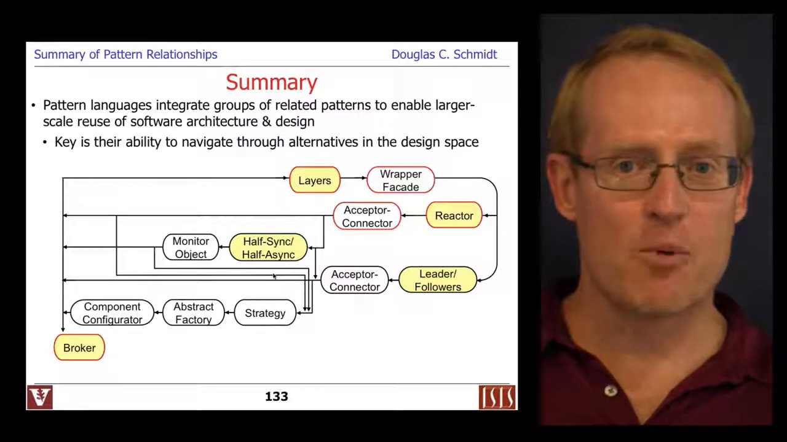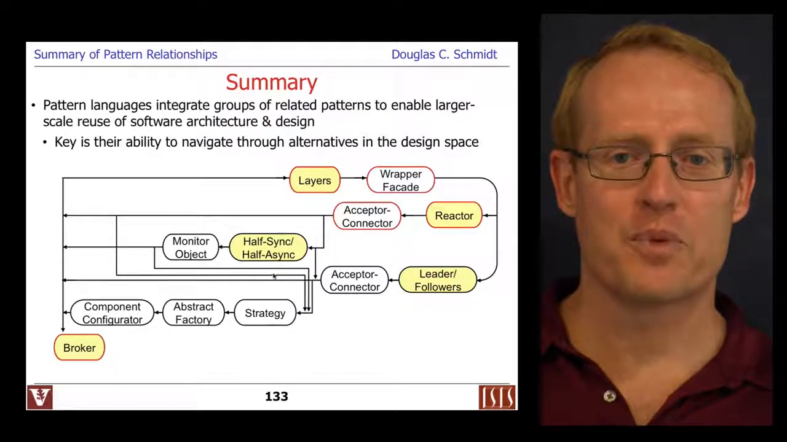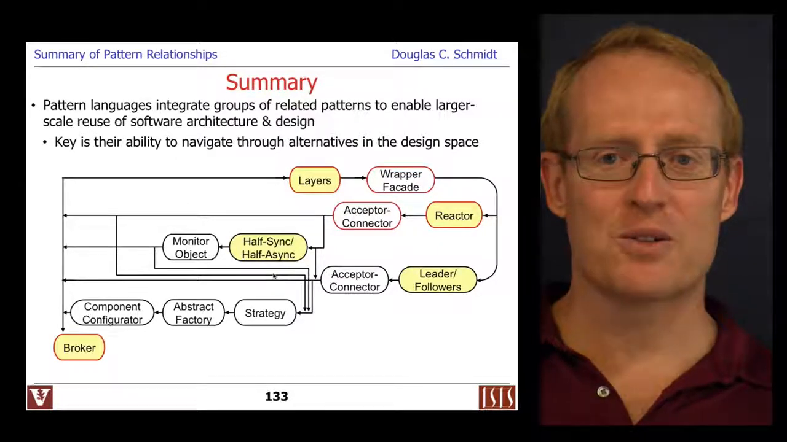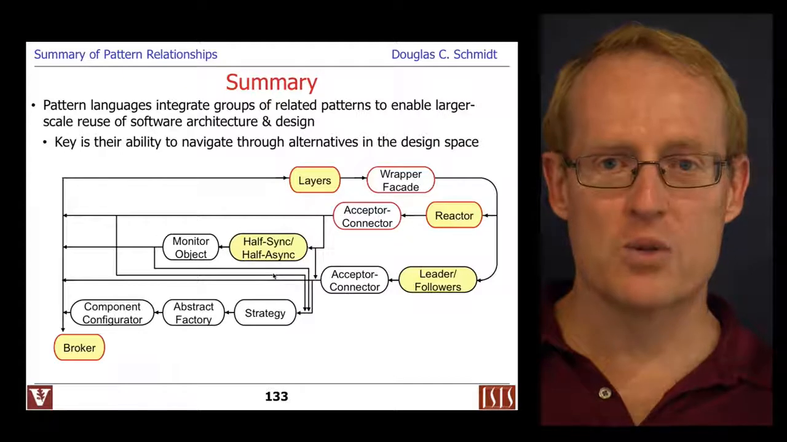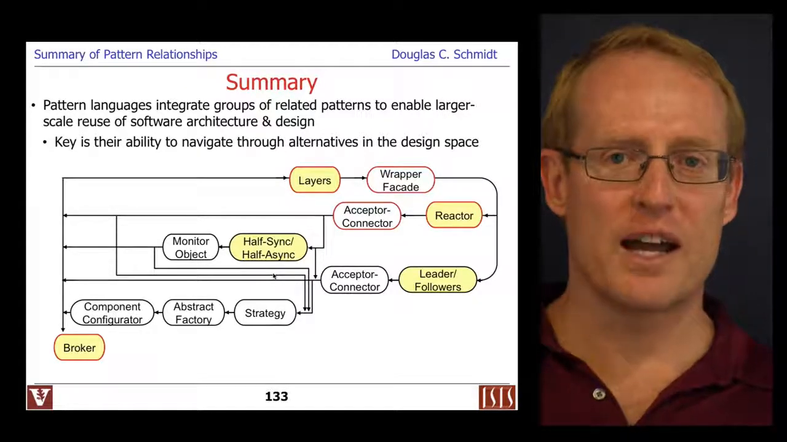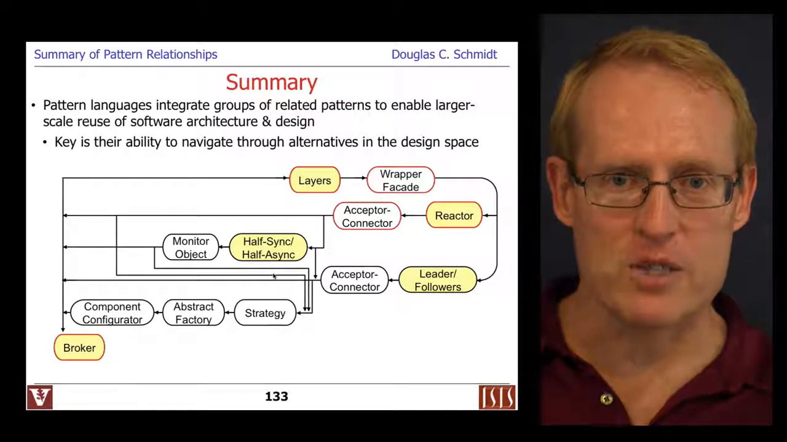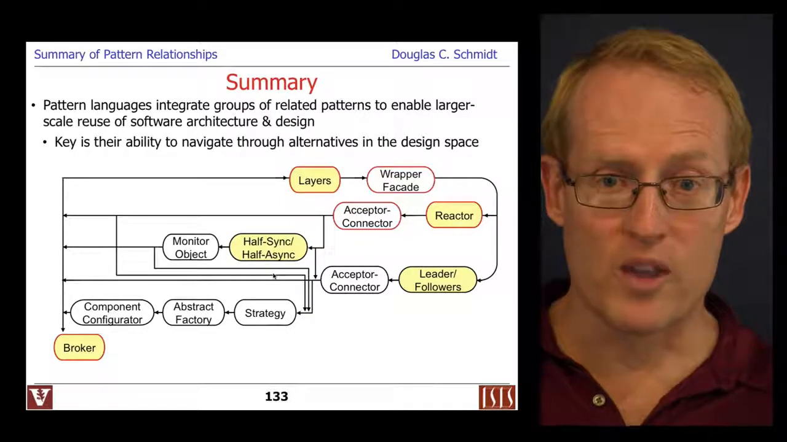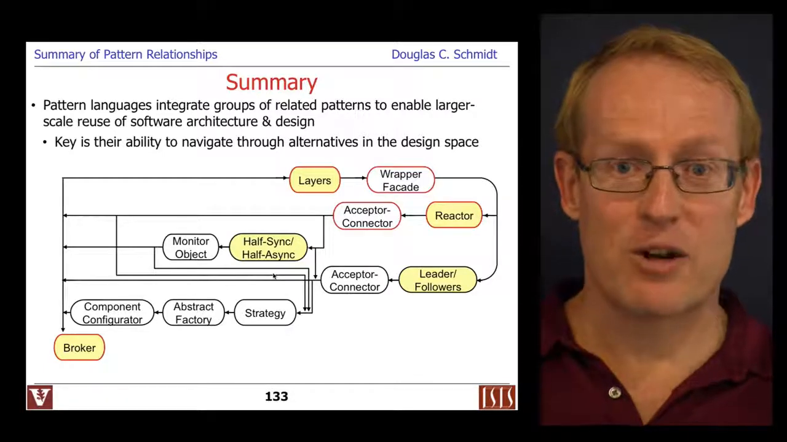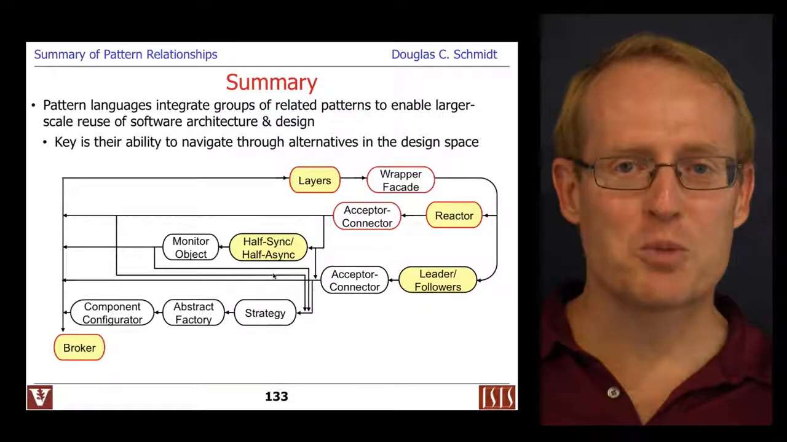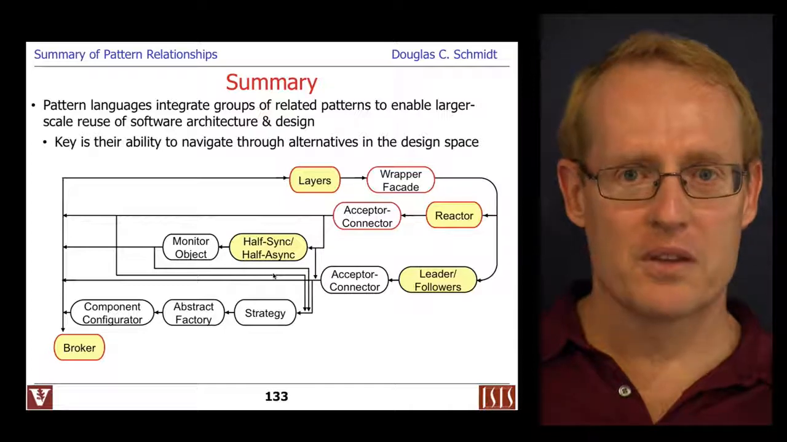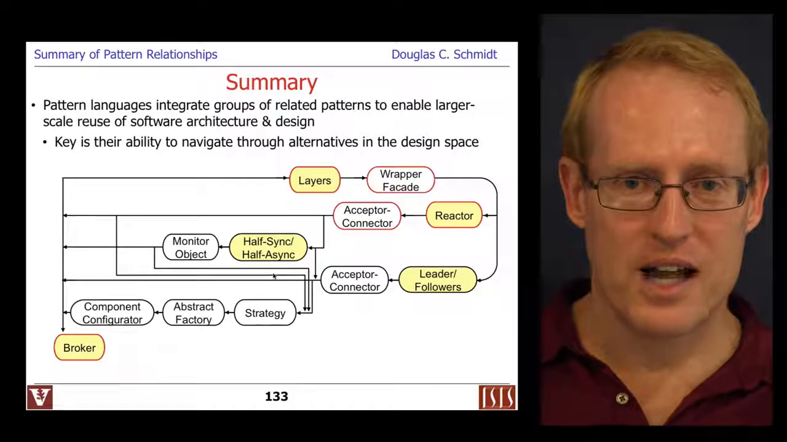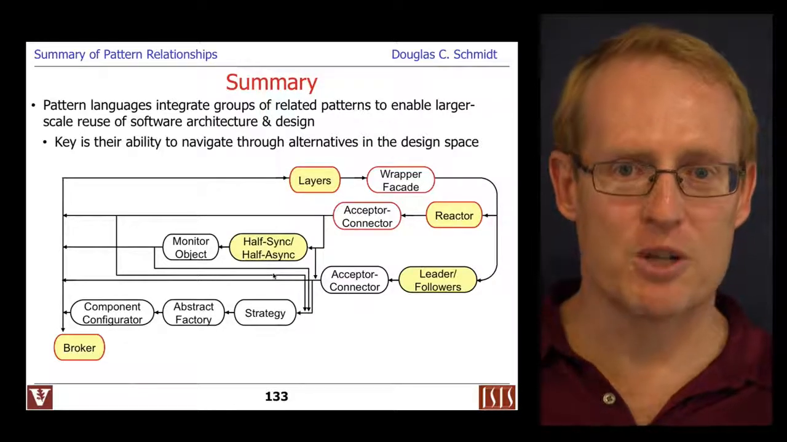We'll now go ahead and summarize this part of the module. Pattern languages provide an integrated group of related patterns that allow larger scale reuse of software architecture and design. More than you can get with pattern sequences, pattern complements, pattern compounds, and certainly more than you can get with isolated patterns, pattern islands, and of course, much more than you can get by having no patterns at all, where you have to reinvent, rediscover all the core concepts, core abstractions each time you build software.